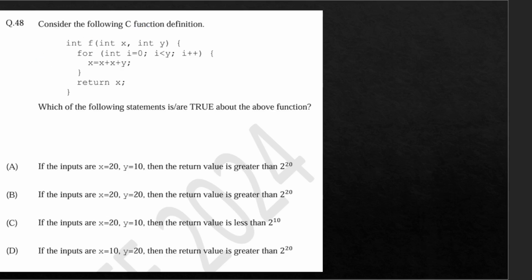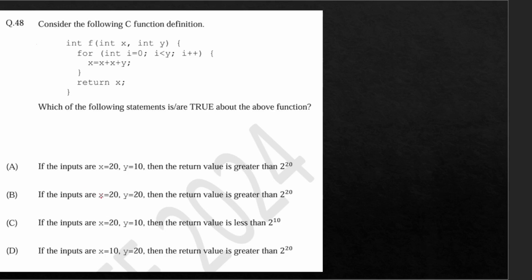Consider the following C function definition. The program is given to us. Which of the following statements is/are true about the above function? Option A: if the inputs are x equals 20, y equals 10, then the return value is greater than 2 to the power 20.